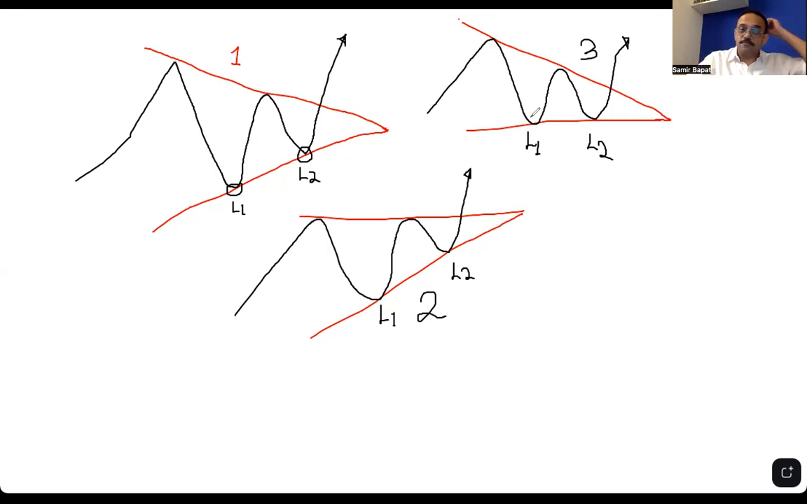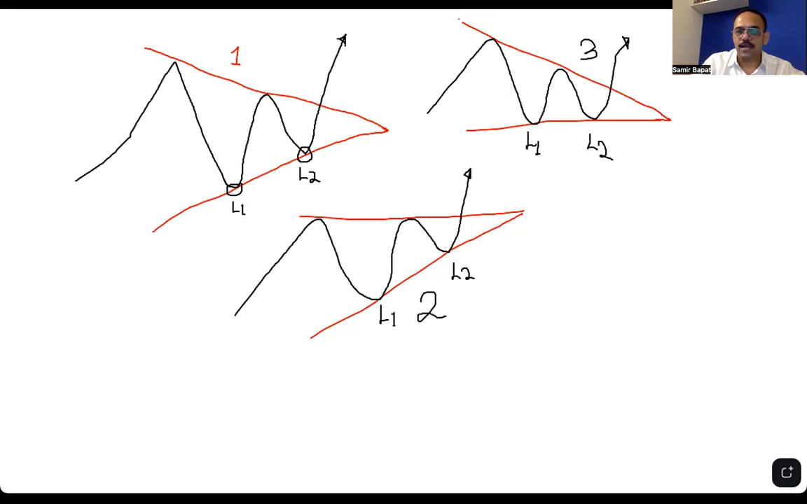This is a very, very important point when you are finding a triangle. So write it down in your notes that in a triangle, the subsequent low should be either higher or at the same level. Then it qualifies to be a triangle. Agreed? Everyone clear? Perfectly clear? Can I have a yes?